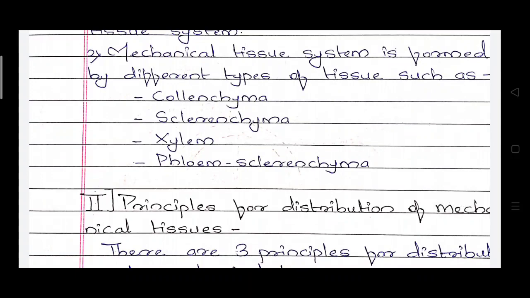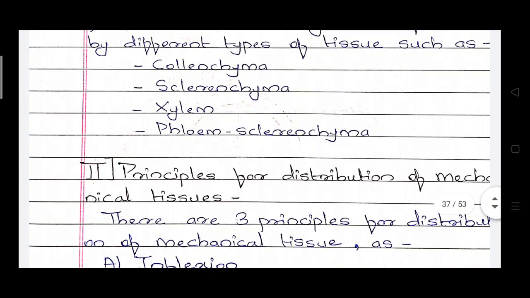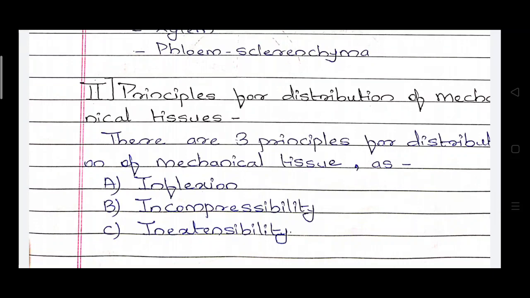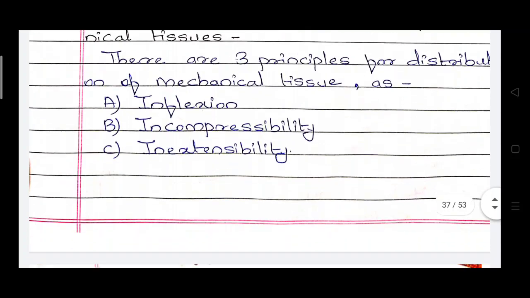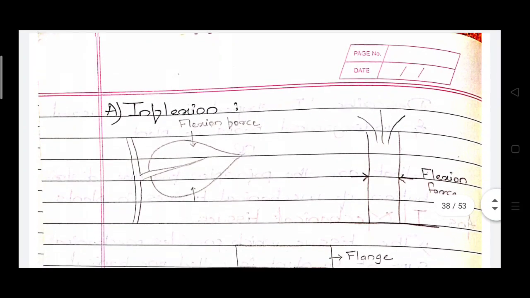So let's move towards the principles for the distribution of the mechanical tissue system. Regarding the distribution of mechanical tissues, there are mainly three principles. The first principle is inflexion, the second is incompressibility, and the third is inextensibility. These are the main principles of the mechanical tissue system. Let's discuss one by one.